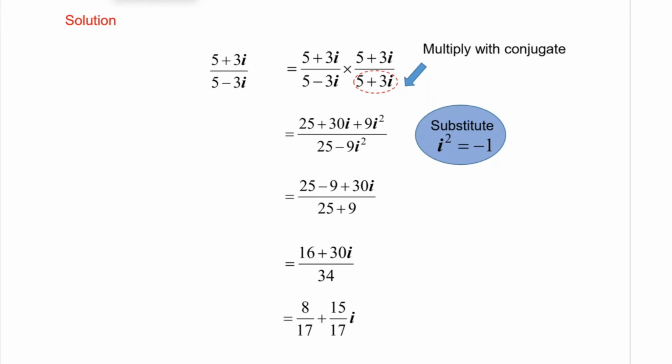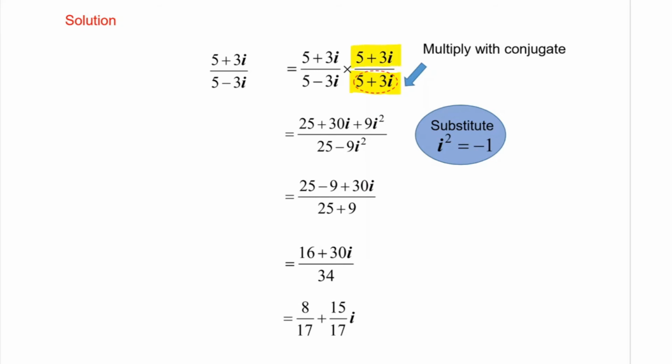Simplify (5 + 3i) over (5 - 3i) in the form of a + bi. First, the conjugate of 5 - 3i is 5 + 3i. Multiply the conjugate to both numerator and denominator.